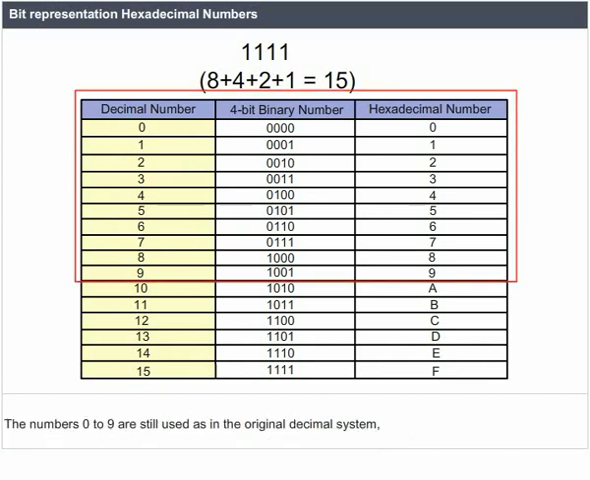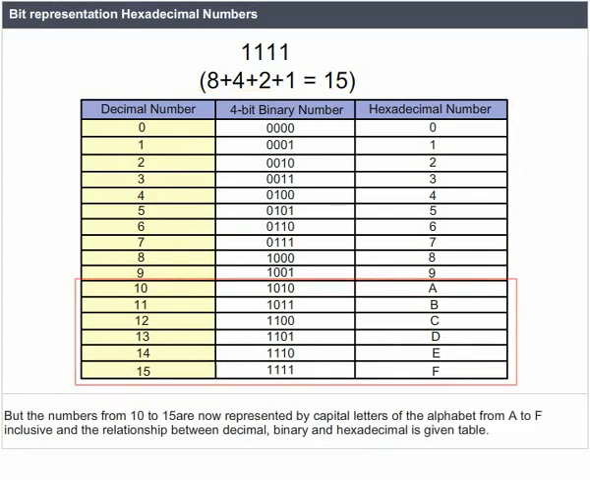The numbers 0 to 9 are still used as in the original decimal system, but the numbers from 10 to 15 are now represented by capital letters of the alphabet from A to F inclusive. And the relationship between decimal, binary and hexadecimal is given in the table.